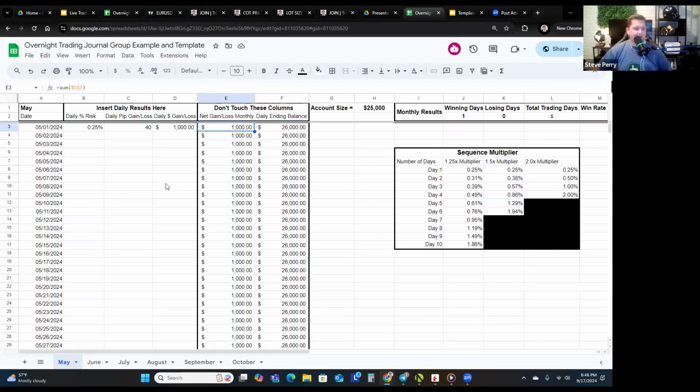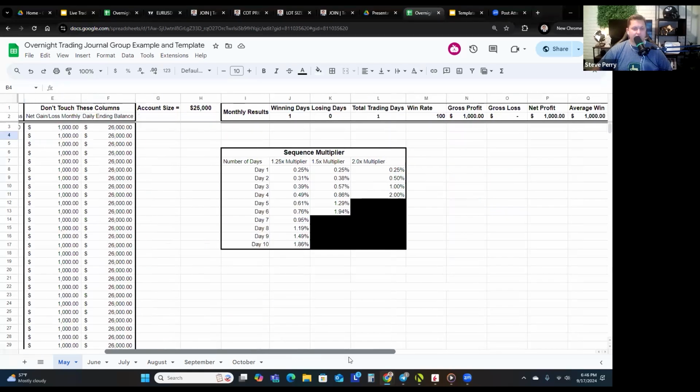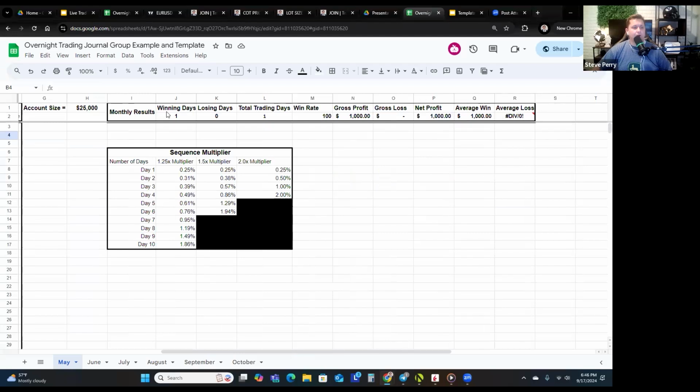This was your net gain. And then you could just keep adding those results in here and this will keep track for you, which is awesome. And it'll even give you all your detailed results over here. It'll show how many winning days you've had, how many losing days you've had, total trading days, your win rate, everything's keeping track.